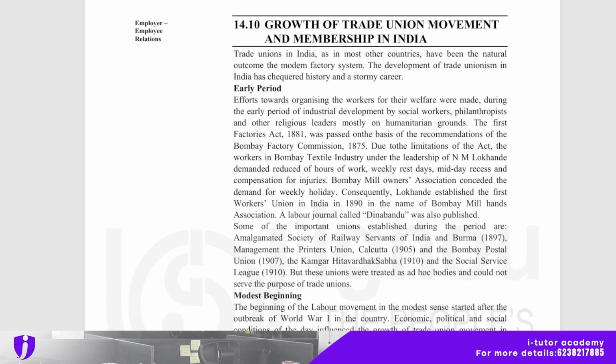Some of the important unions established during the period are the Amalgamated Society of Railway Servants of India and Burma in 1897, the Printers Union Calcutta in 1905, the Bombay Postal Union in 1907, the Kamgar Hita Vardhaka Sabha in 1910, and the Social Service League in 1910. But these unions were treated as ad hoc bodies and could not serve the purpose of trade unions.